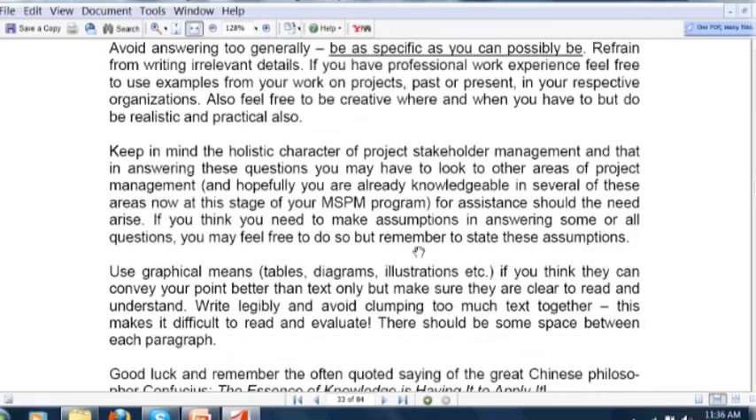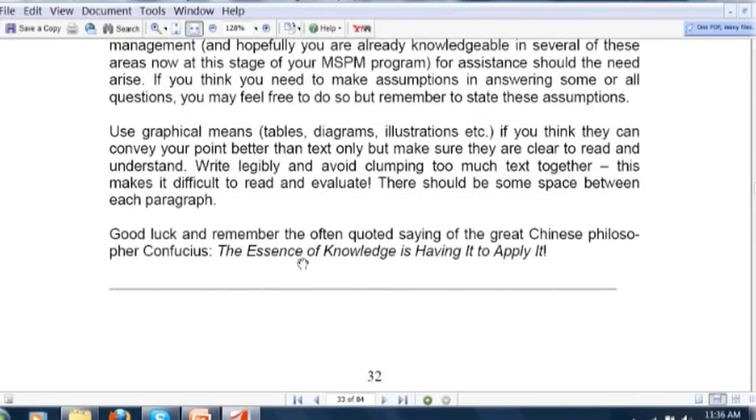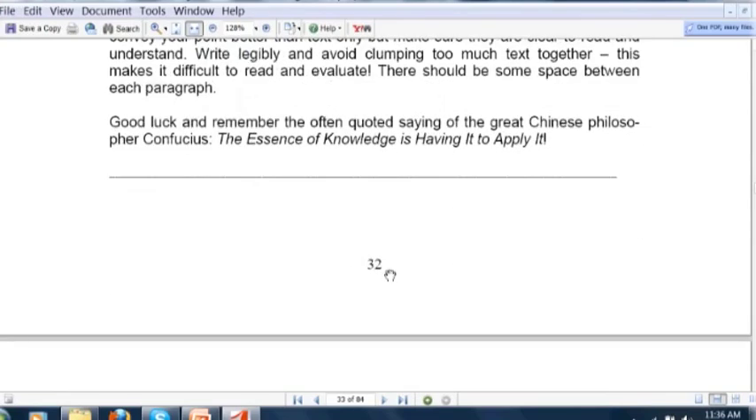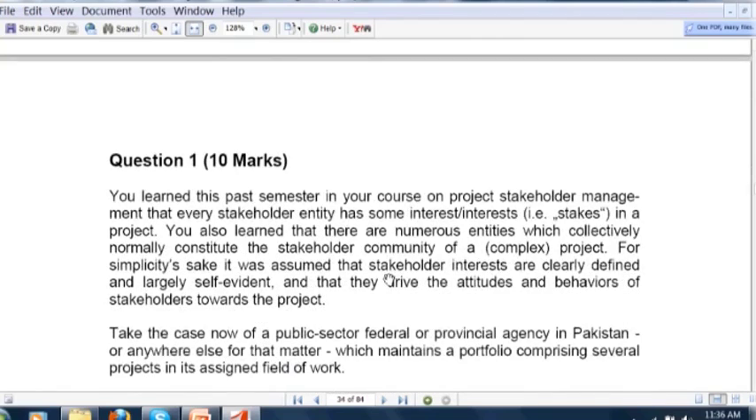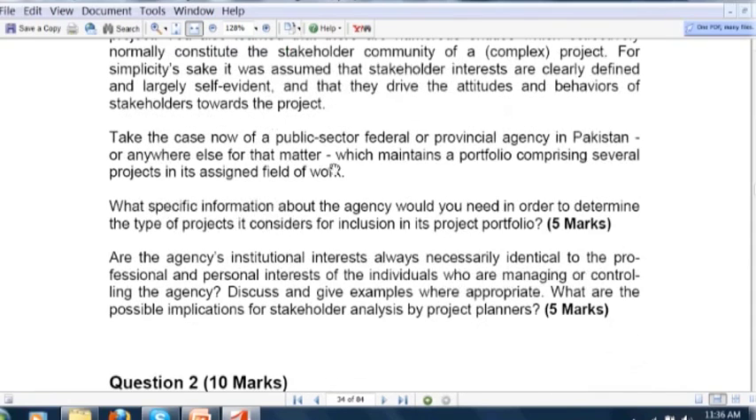And then there are some general instructions over here to help you, and my favorite saying, "The essence of knowledge is having it to apply it," from Confucius. And then it goes here into the 4 questions. The total examination has 50 marks. The first question carries 10 marks, so it is a comparatively smaller question. And this first question is broken up into 2 parts, each of which carries 5 marks.